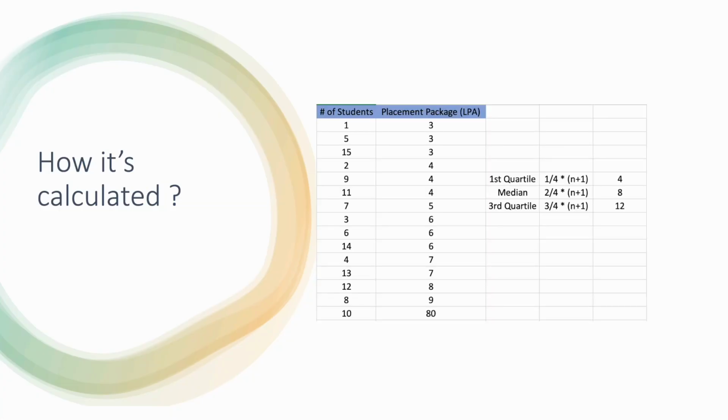This was the example which we showed just a few minutes back. Now I have ordered this data series. We have 15 observations, or 15 students, for whom we have the placement package in lakhs per annum. I have sorted them in ascending order. Now the question is how to find the first quartile, median, and third quartile. Median we already know, it's the halfway mark.